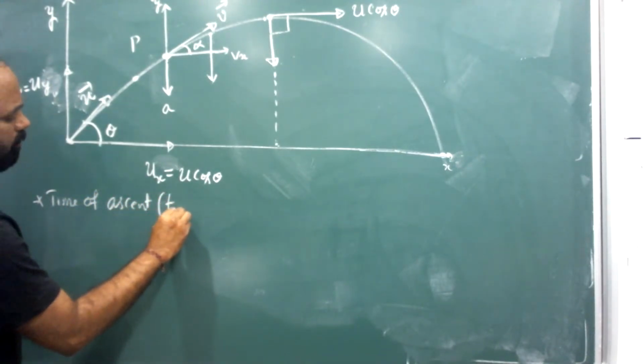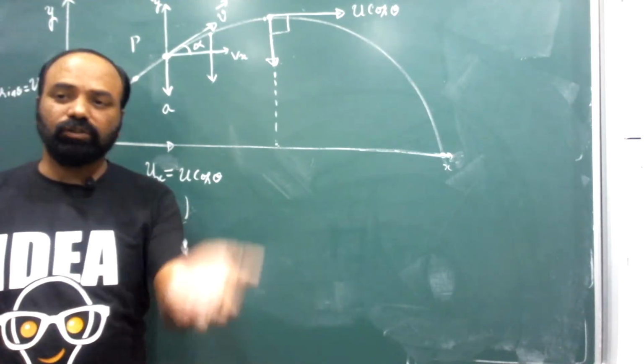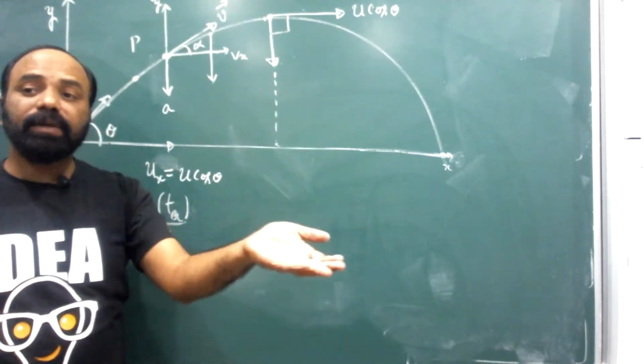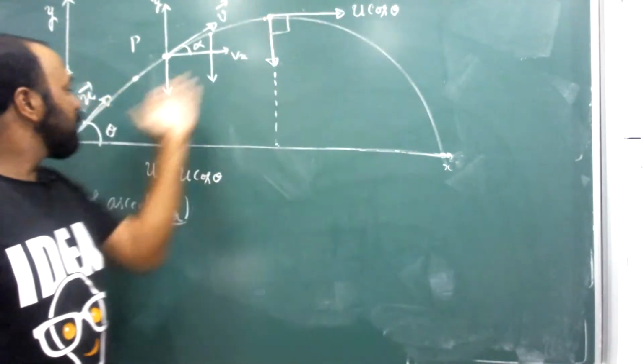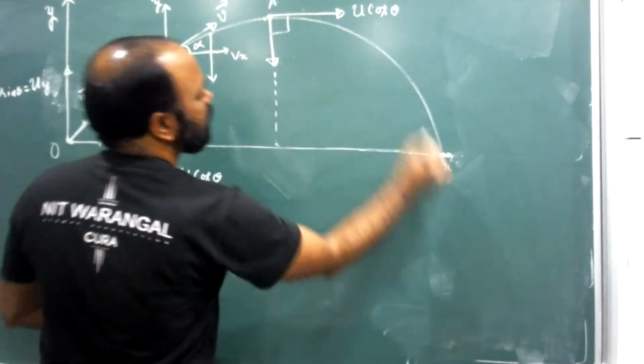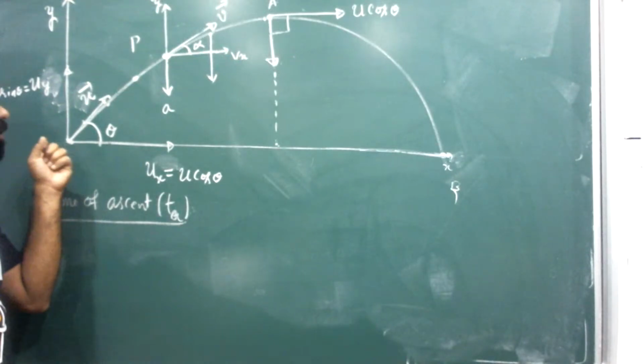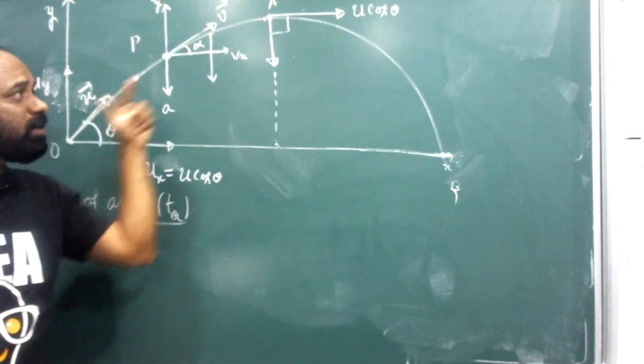Time of ascent, T suffix C, if you take. Ascent means down to up, moving up. The time taken by the body to reach the maximum height from here to here. Suppose this is point O, this is point A, this is point B. And the time taken by the body to travel from point O to point A, moving upwards.